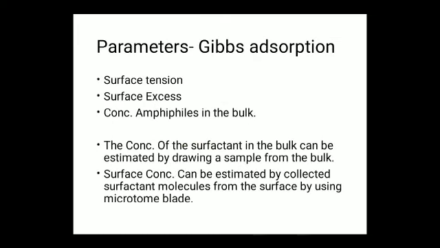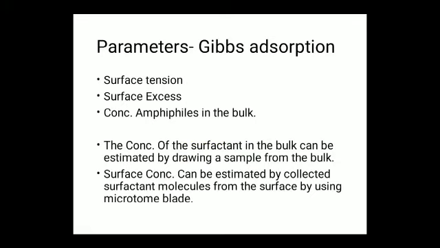The following parameters are evaluated in this study: surface tension, surface excess, and concentration of amphiphiles in the bulk. These parameters can be easily measured for soluble monolayers compared with insoluble films. This study involves the Gibbs adsorption isotherm. The concentration of surfactant in the bulk can be determined by drawing a sample from the bulk of the solution.